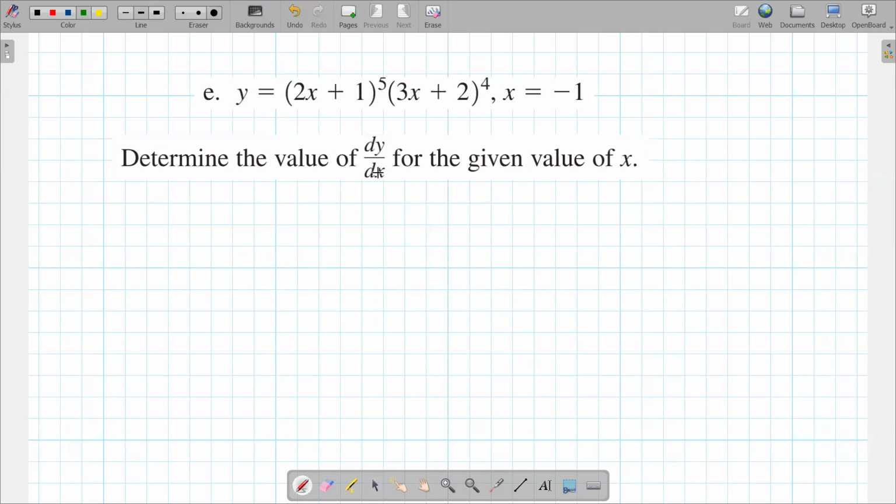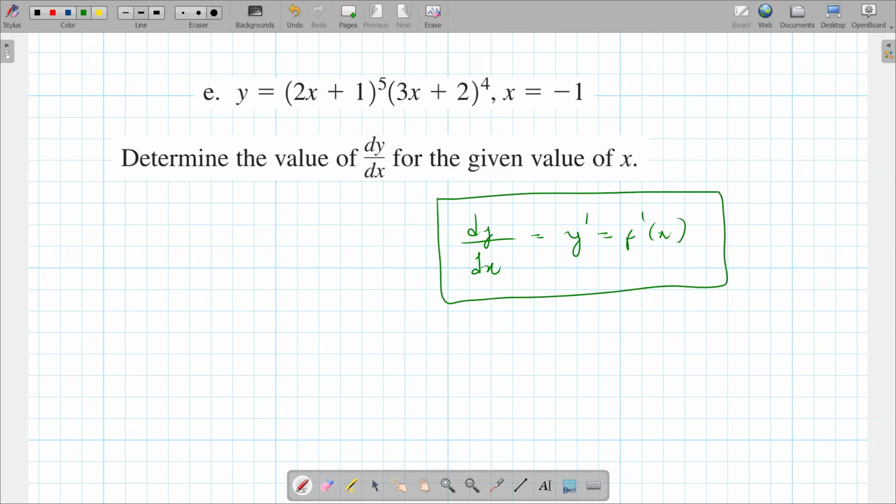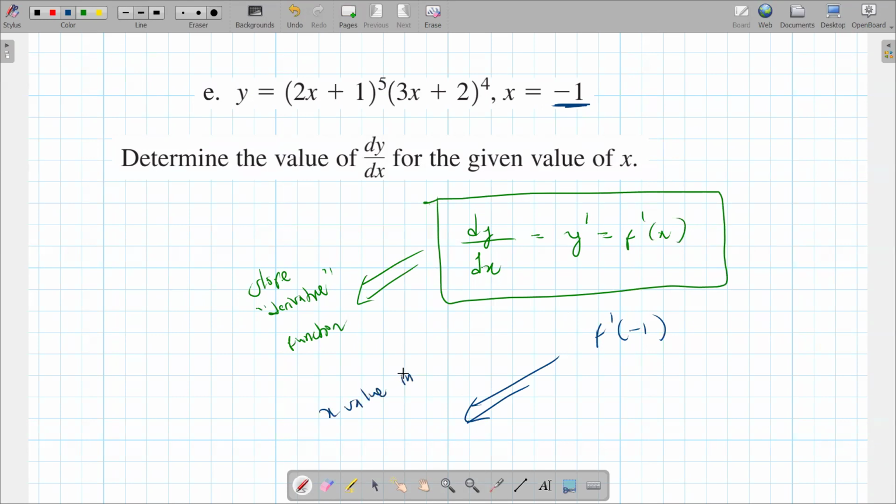dy over dx, what does that mean? dy over dx means the derivative of y with respect to x. For our purposes, this is y prime, it's f prime of x. All three of these mean the same thing. This gives you the slope or the derivative function. And if you find f prime of -1, once you plug the x value into your slope function, the derivative function, that will give us our m value, the slope itself.